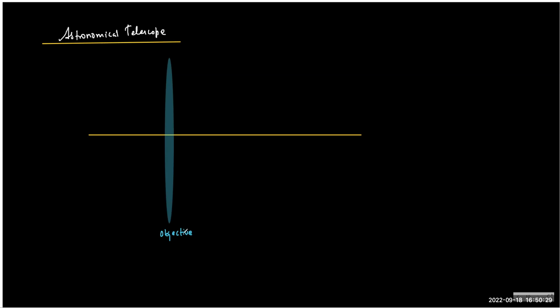The second thing is, when light rays come from infinity or a distant object, they will come as a parallel beam of light. What does it mean? We have a beam of light. We don't have one or two rays. It's a beam. And we assume the beam to be paraxial.